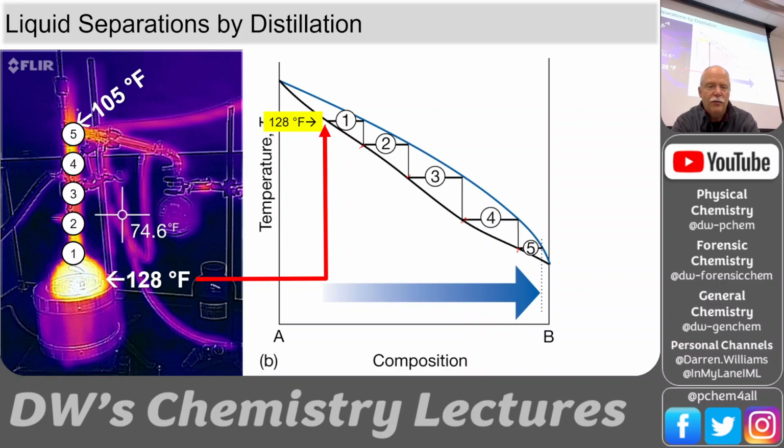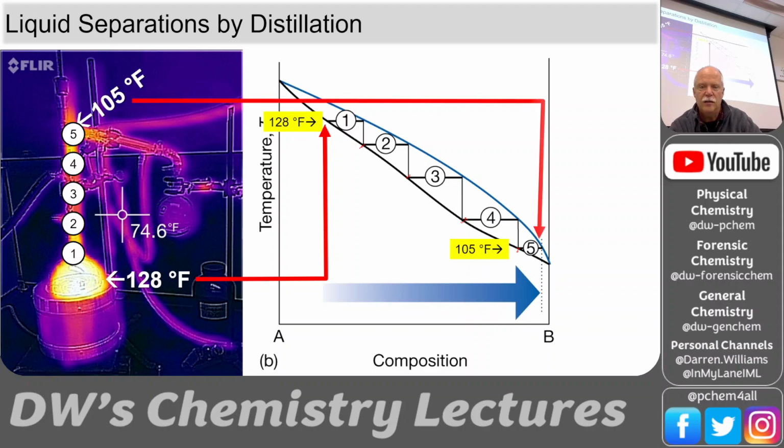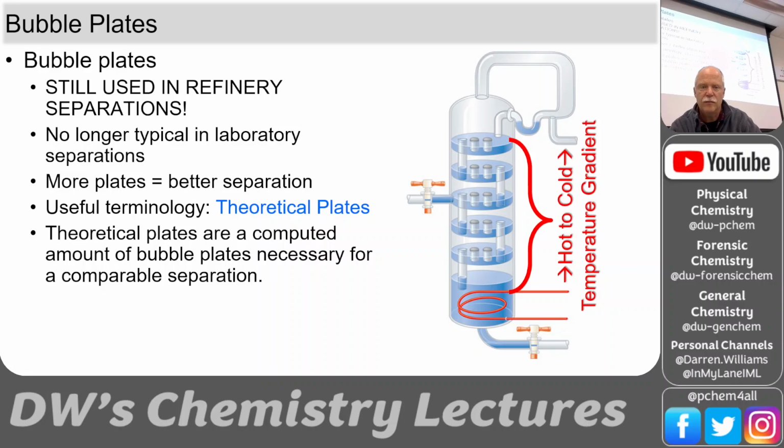This would keep going if we had a longer column. So we would get more and more plates if we had a longer column, and more plates if we had packing material in there. And so this was a particular distillation we did in the lab. It was 128 degrees in the pot, 105 degrees up at the condensate temperature. And so this is the low boiler coming out into our collection flask.